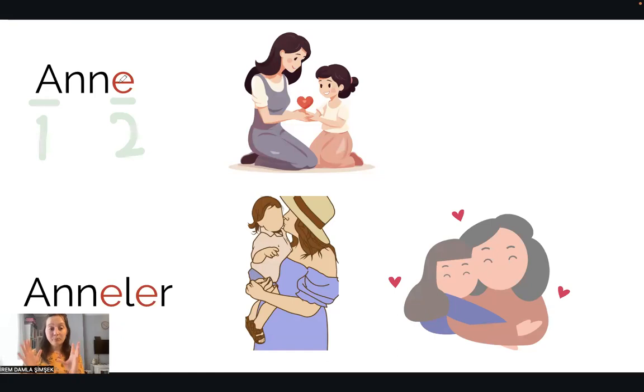But when you make it plural, always check the final vowel. I know I said it 100 times. I'm gonna say it 101 more. Okay, this is my 101st time saying this. Check the final vowel. Okay, so it's the first, the second, the final is e. So if I say mother, anne. But if I want to say group of mothers, I have to say anneler, like here. Sorry, I'm a bit slow today. Okay.